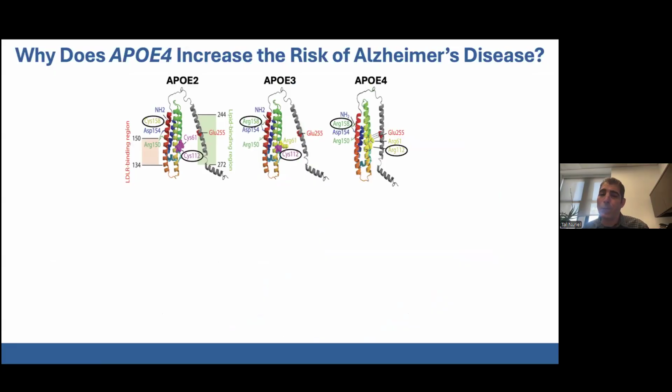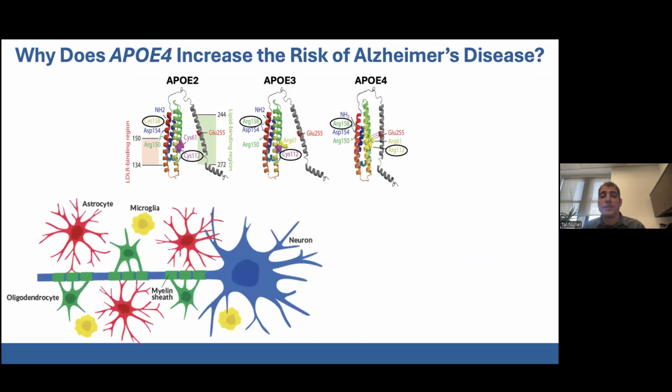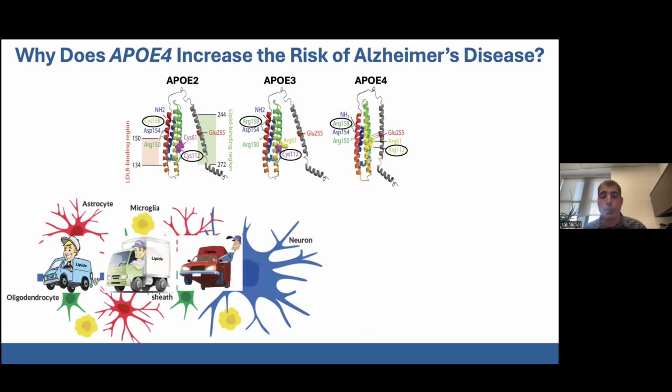Okay, so why does ApoE4 increase the risk of Alzheimer's disease? To some degree, it's just that ApoE is really important for every cell type, and lipids are really important for every cell type. ApoE2, ApoE3, and ApoE4 deliver lipids a little bit differently. For the most part, it's fine. For the most part, ApoE4 is getting the job done.